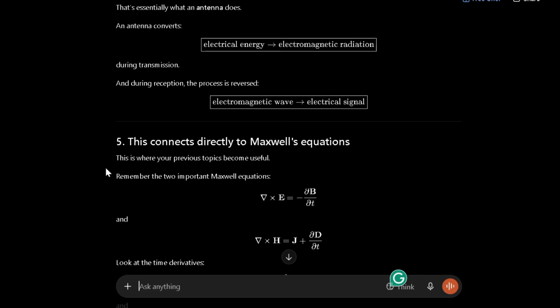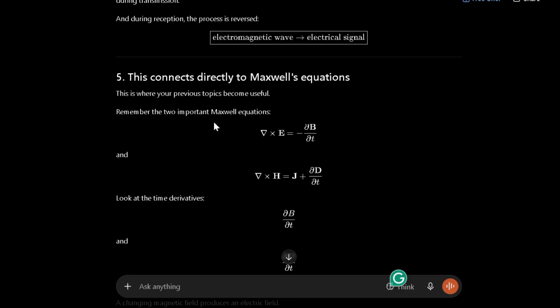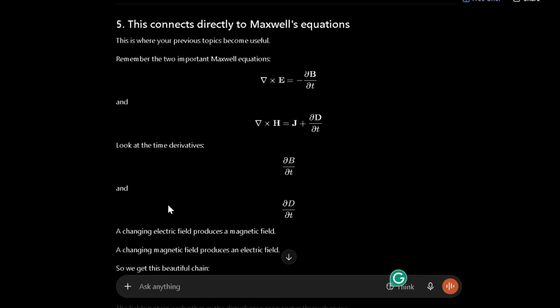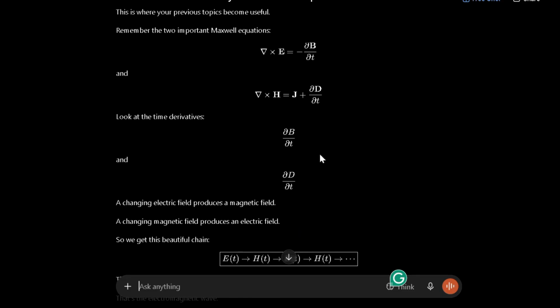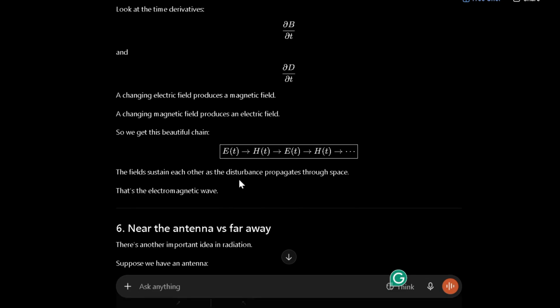This connects directly to Maxwell's equations. This is why your previous topics become useful. Remember the two important Maxwell equations: a change in magnetic field creates an electric field, and a change in electric field and current creates a magnetic field. Look at the time derivatives, partial derivative of B and partial derivative of D, of magnetic flux density and electric flux density. The changing electric field produces a magnetic field. The changing magnetic field produces an electric field. So we get this beautiful idea: changing electric field, magnetic field, electric field, magnetic field. The fields sustain each other as the disturbance propagates, spreading the electromagnetic wave.